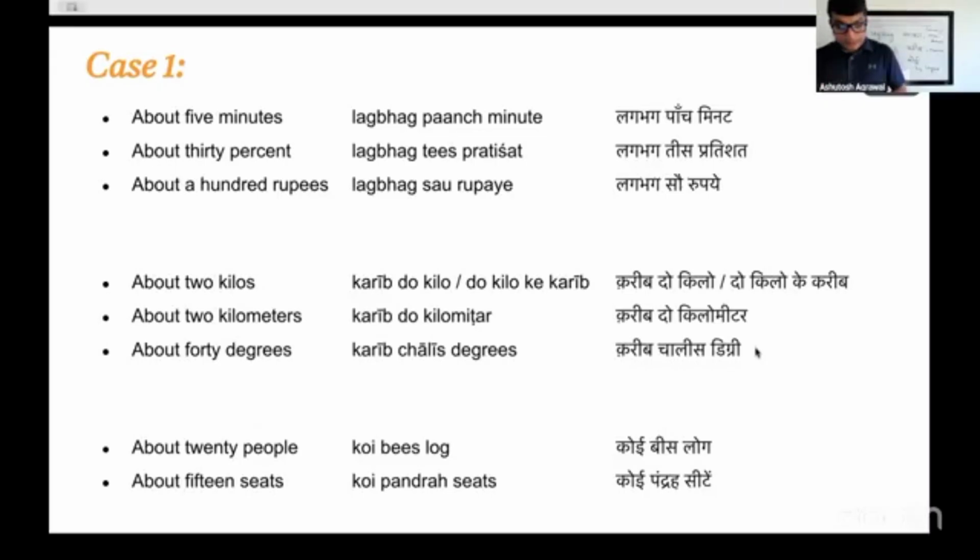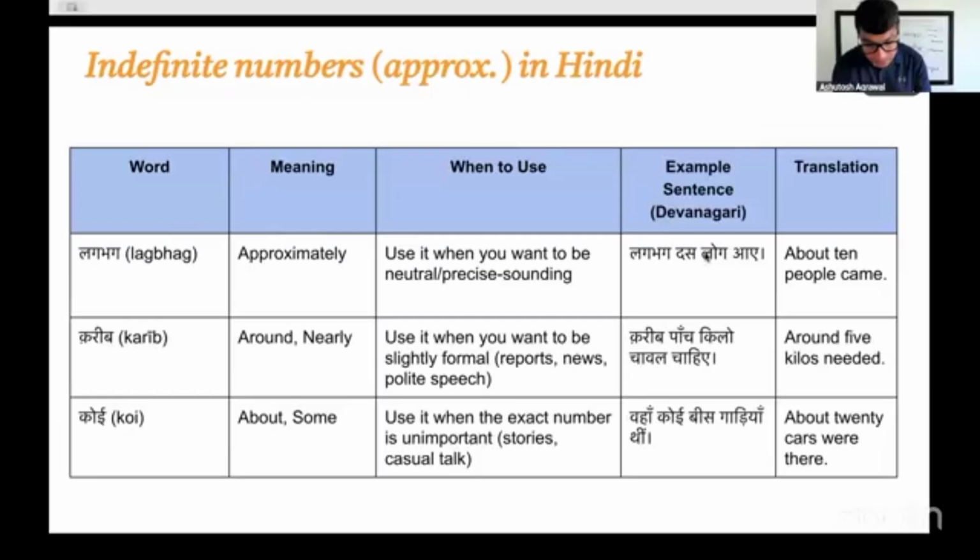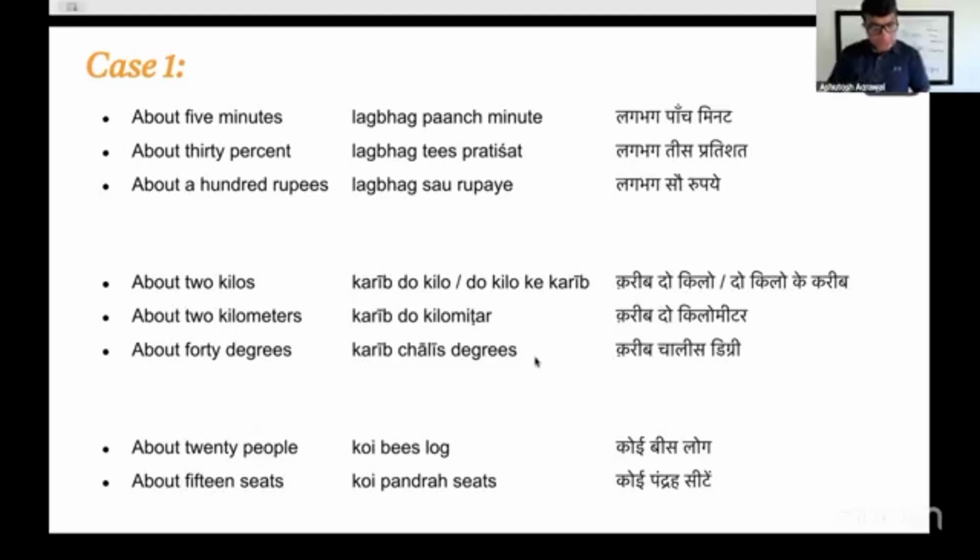And the difference, it will be hard for some time to pinpoint, but as I said in the previous one, let me show you. When you want to be neutral, you will end up using lagbhag. When you want to be slightly more formal, you'll end up using karib. Okay, and when the use of the exact number is not important, or you want it to come across casually, then you will end up using koi. Okay, let's do the last one.